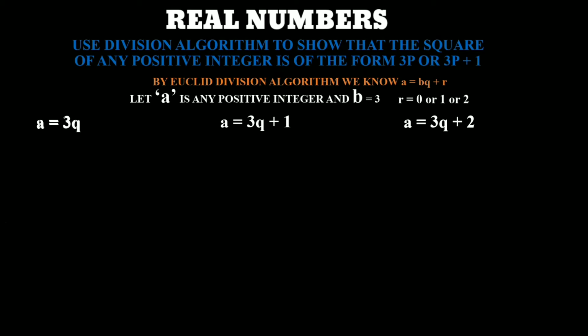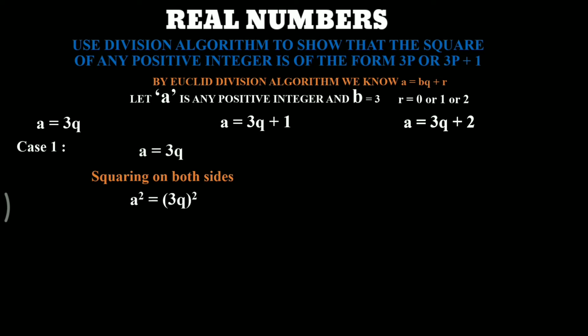I am going with the first case, that is a is equal to 3q plus 1. According to the question, we have to square this one. So I am squaring both sides. If I square both sides, what I will get is a squared is equal to 3q whole squared.